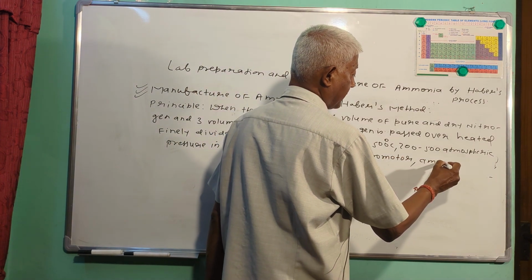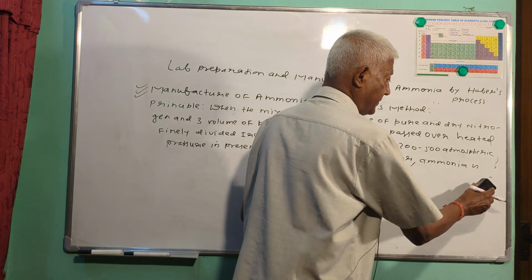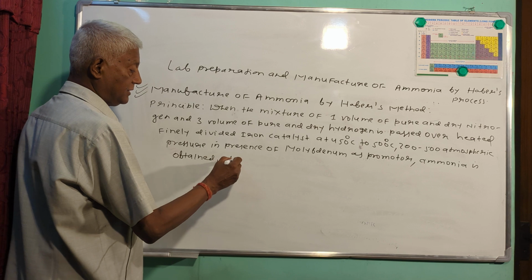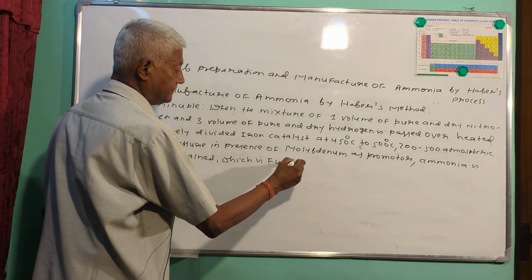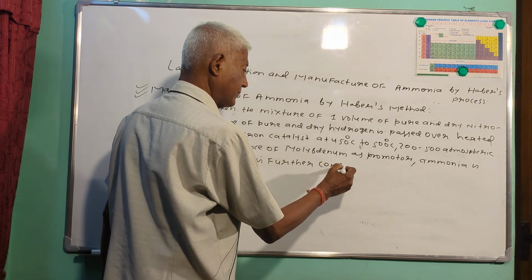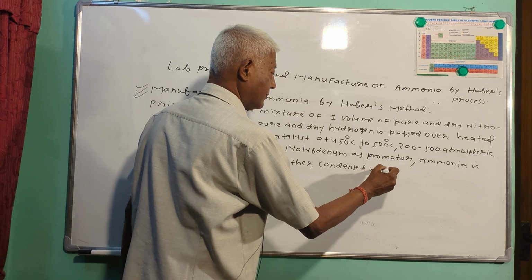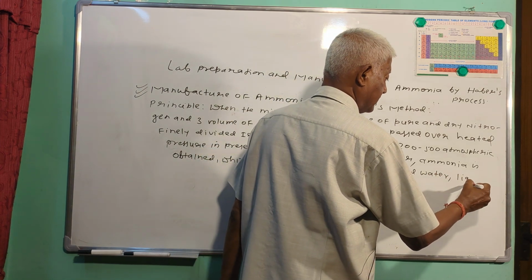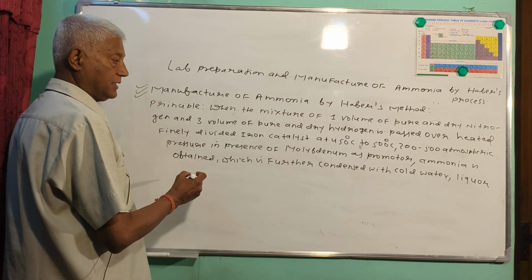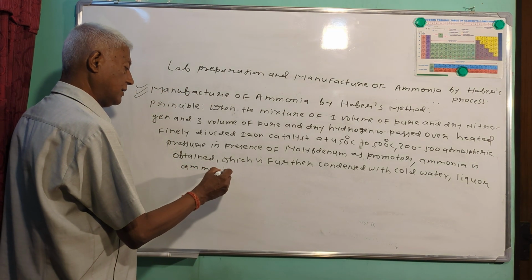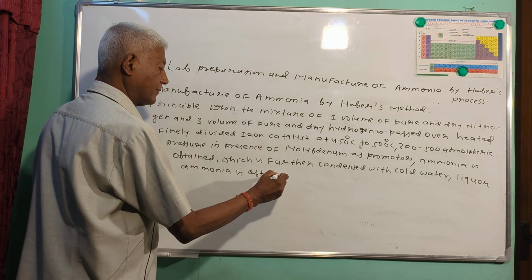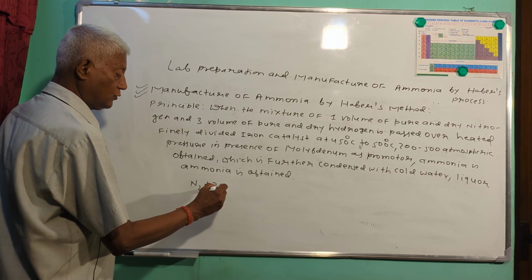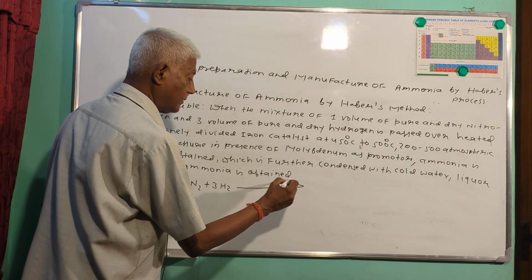ammonia is obtained, which is further condensed with cold water, and liquid ammonia is obtained. So the reaction is like this. Nitrogen, 3 molecules of hydrogen, and the reaction is reversible.